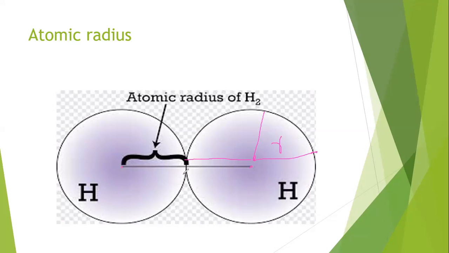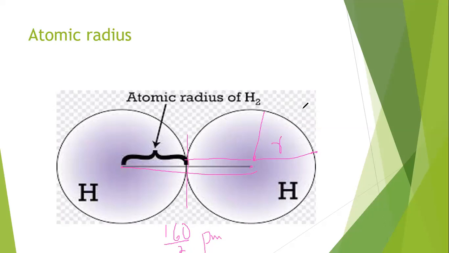This is the center of one atom, this is the center of the other atom. This is the distance between the centers of the two atoms. We are going to calculate this distance. For example, this distance is approximately 160 pm. Then what will be half of the distance? If you divide 160 by 2, you know what half of the distance will be.